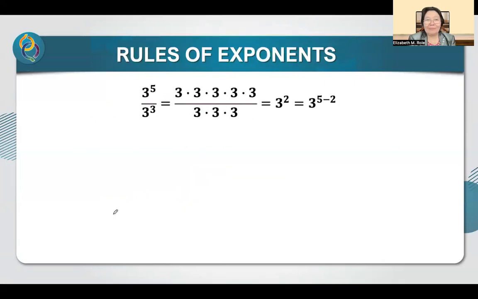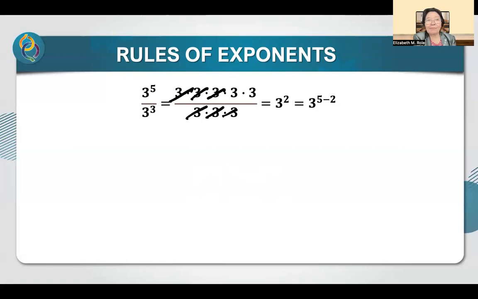Okay. Let's proceed with another rule. This time it is division. Just to remember the meaning of exponents: when I say 3 to the 5th, that means 3 times 3 times 3 times 3 times 3. When I say 3 cubed, it's 3 times 3 times 3. But you see, these can cancel: 3 divided by 3, another 3 divided by 3, and 3 divided by 3. What remains is 3 times 3, which is 3 squared.